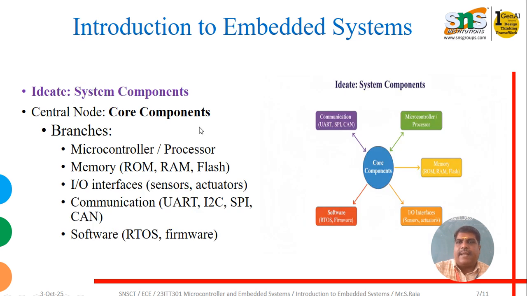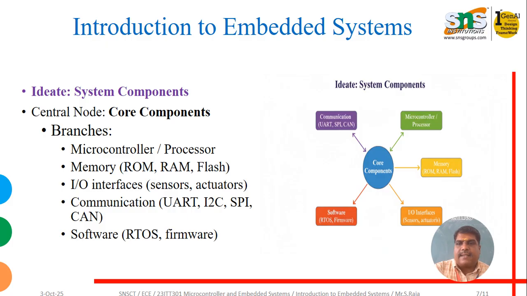The next is the ideate part. Ideate means we have to give good solutions for this problem. That is, we have to provide the core components in the embedded system. Here, microcontrollers or processors are the core components. Second, the memory: ROM, RAM, and flash memory. Then input-output interfaces: sensors are the input devices, and actuators are the output devices.